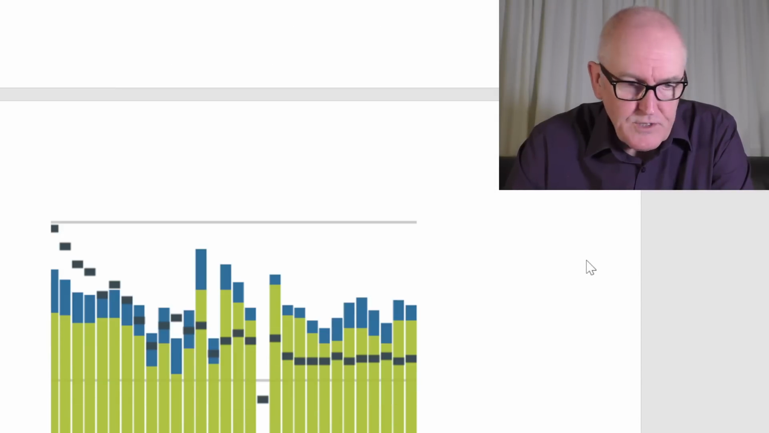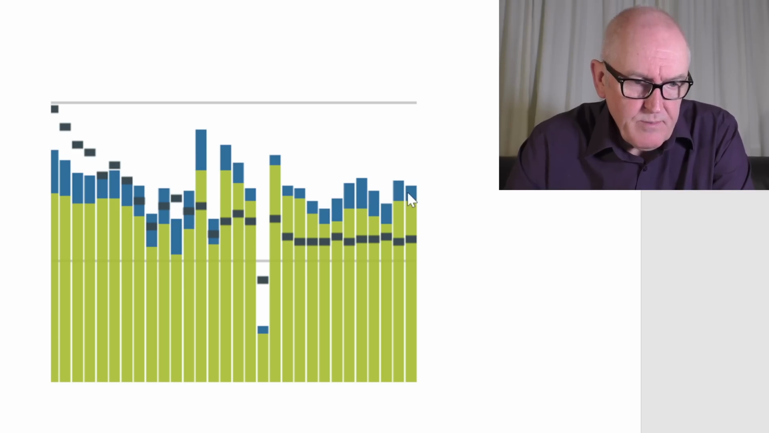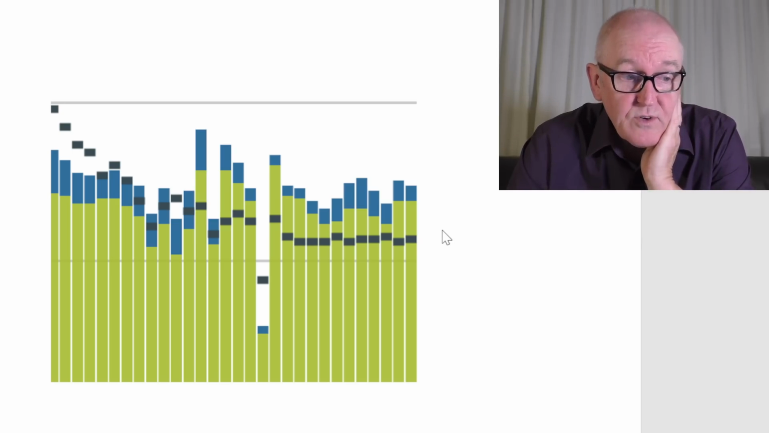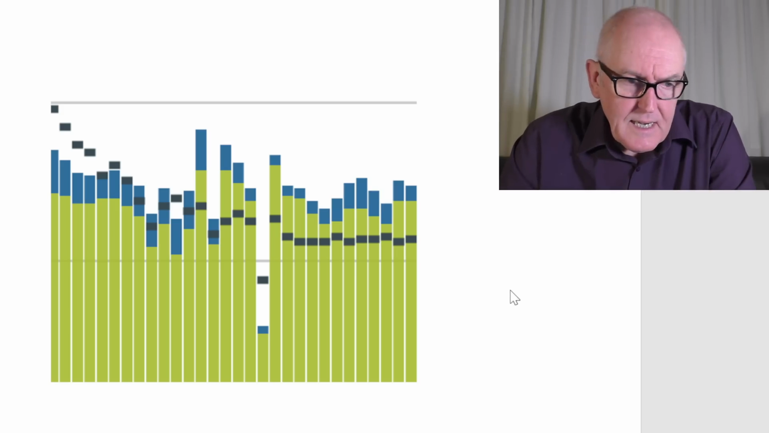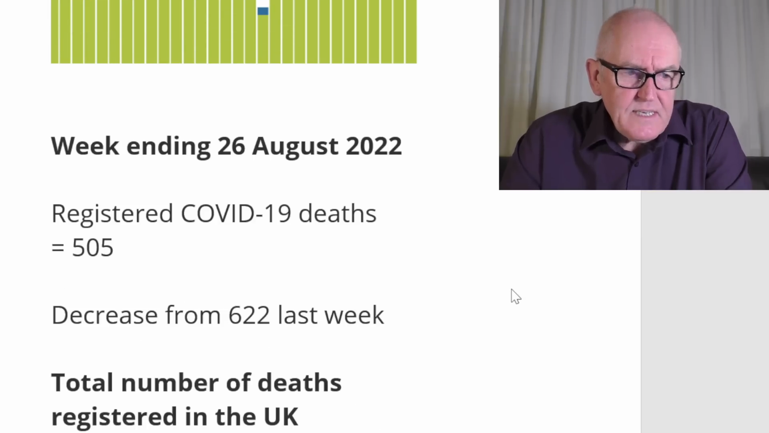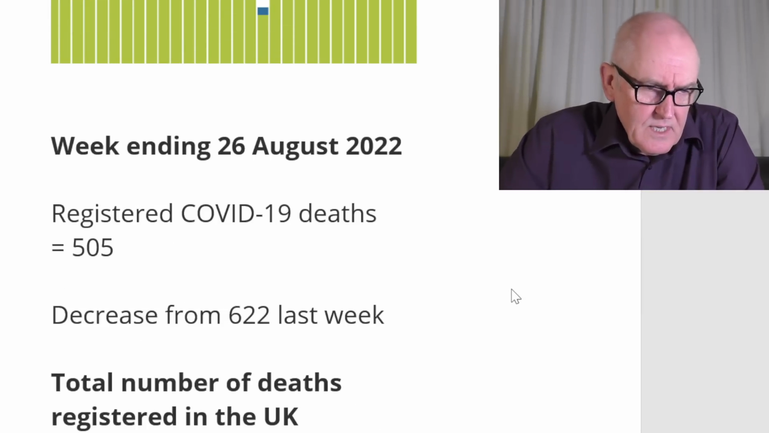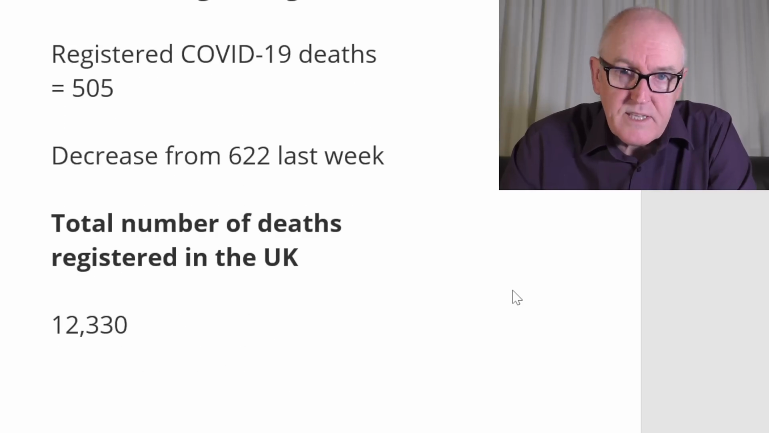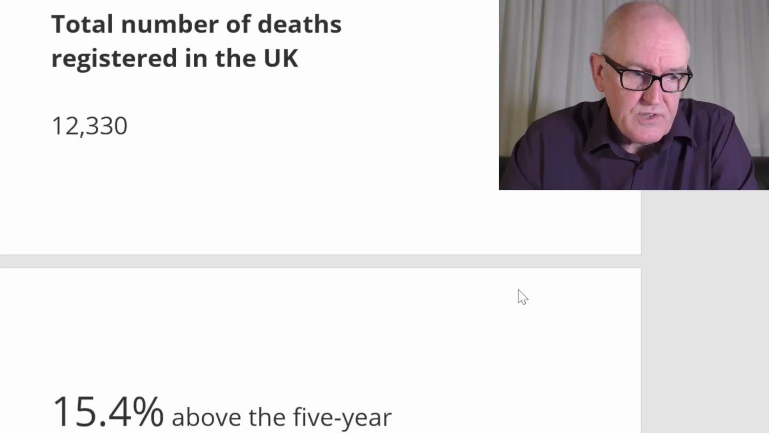So here's the blow-up version. Last few months, so the blue deaths are the COVID deaths, the black deaths are what we'd expect. So that means that this bit here, this greenish bit here, above the black line and below the blue line, are excess deaths that we wouldn't expect for the time of year. And we see this has been high for some time. This blip here is bank holiday data, which wasn't fully collected. So we've got clear evidence here of these excess deaths. And the week ending the 26th of August 2022, there was 505 COVID deaths, down from 622 the week before, but the total deaths registered in the country were 12,333.